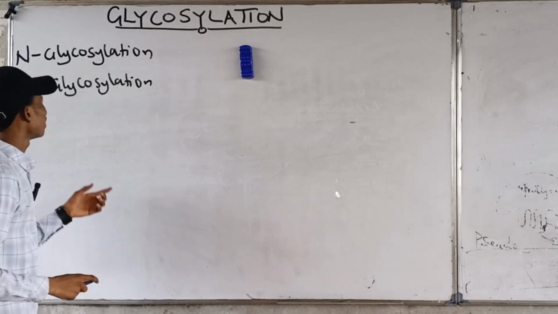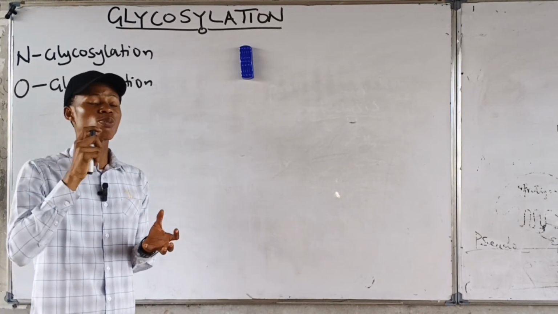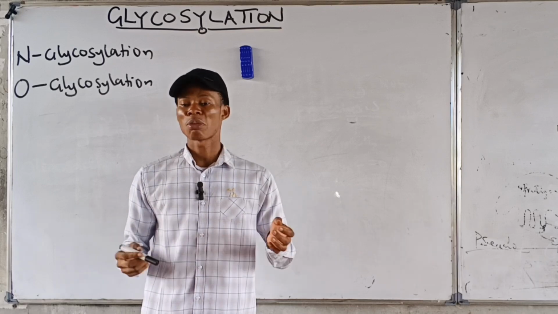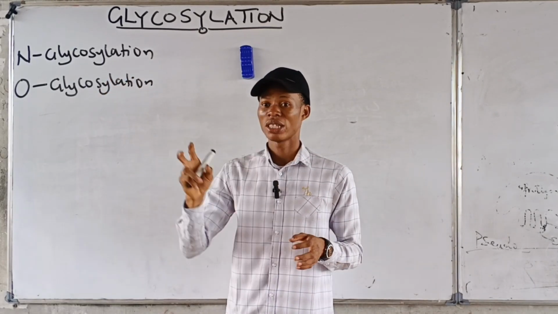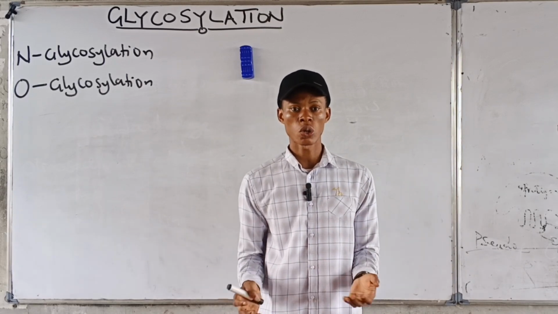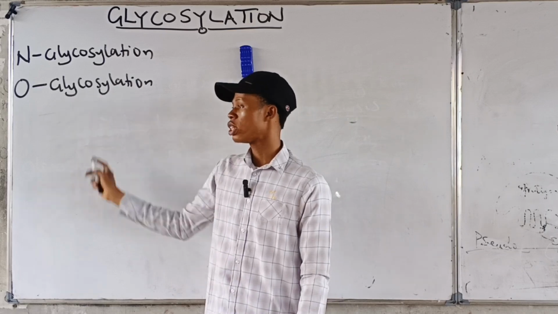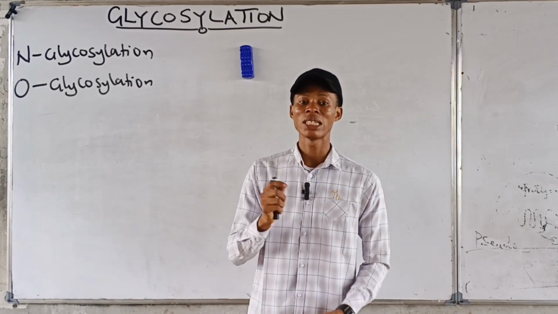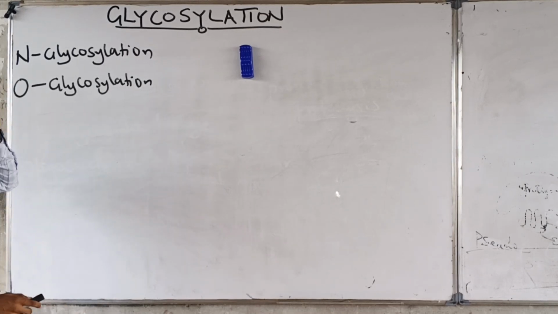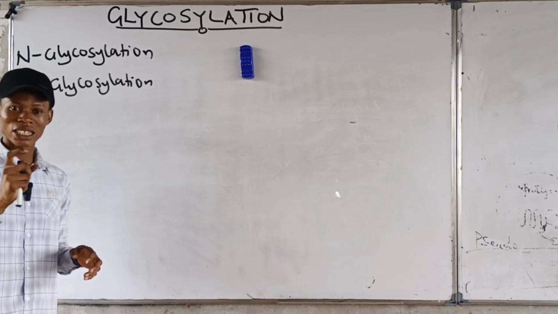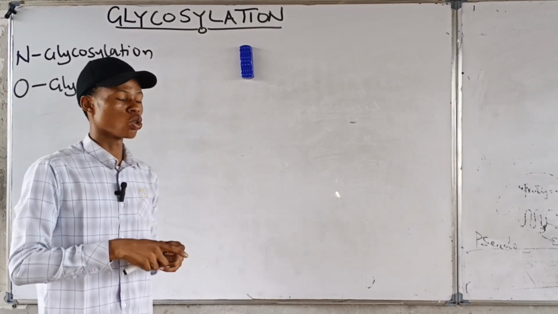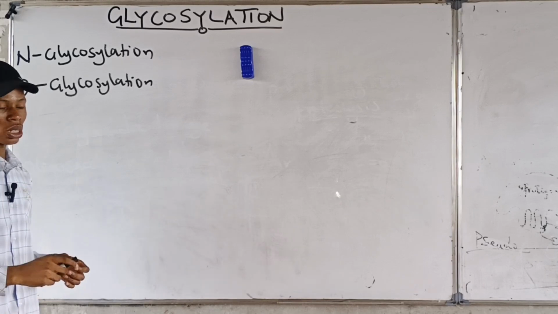Now, O-glycosylation takes place primarily in the Golgi apparatus. Remember that N-glycosylation starts in the endoplasmic reticulum and continues in the Golgi apparatus or Golgi body. But O-glycosylation takes place exclusively in the Golgi apparatus. In O-glycosylation, sugar units are added to the oxygen on the hydroxy group of either serine or threonine.